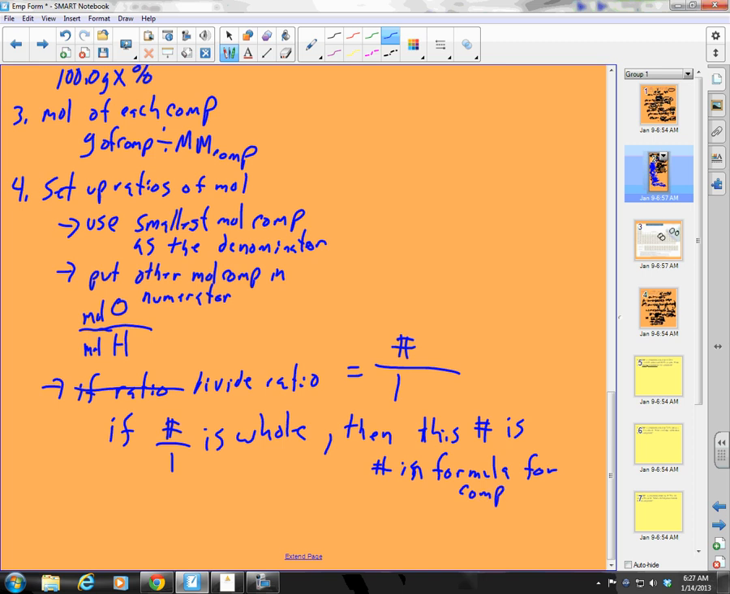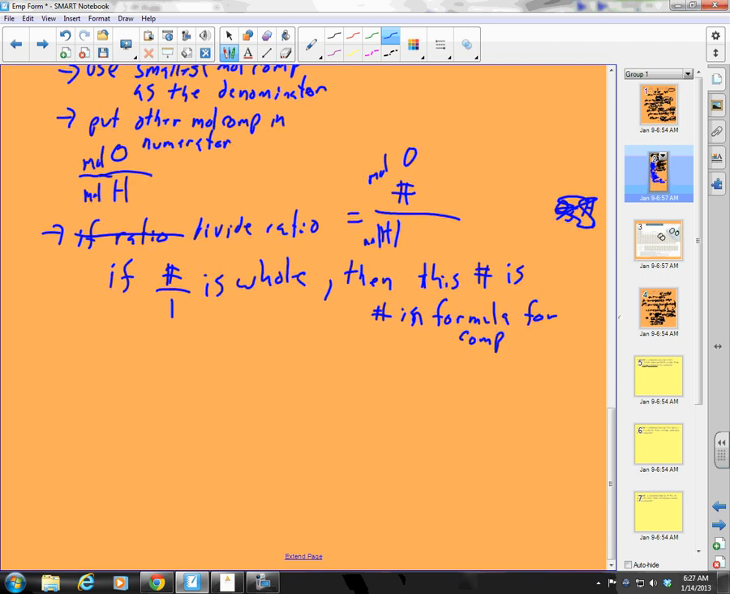Got it? So let's say this is moles of oxygen per mole of hydrogen. Well, this would be what? 5 or something to 1, so it would be O5H1. Got it? You'll see it when I actually do the example. This is a little confusing. Good.